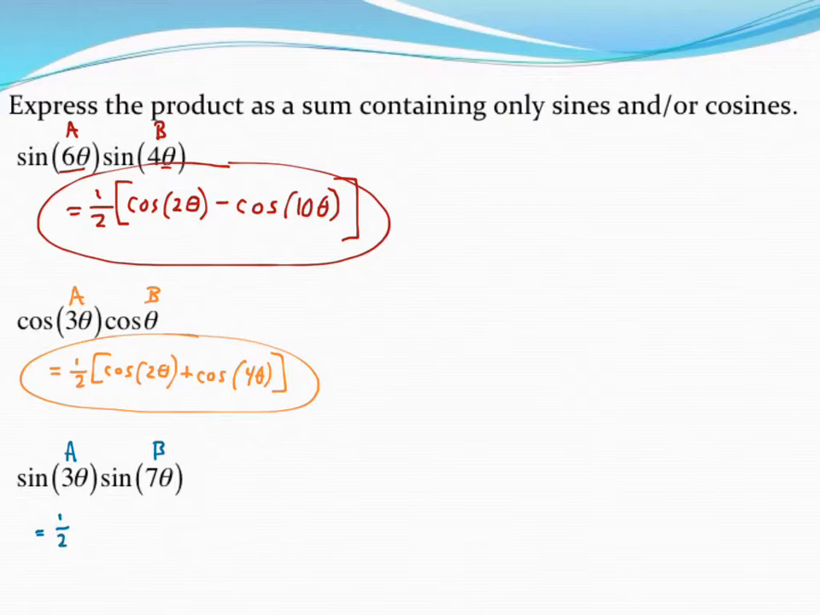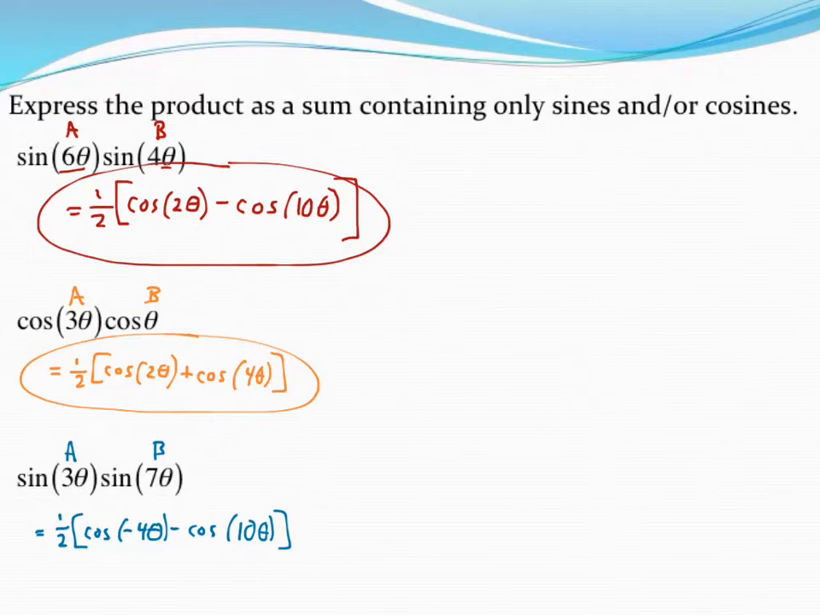So I'd have 1/2 times the cosine of A minus B, and this time I get negative 4 theta, and that's the negative we'll talk about in a second. And then finishing my formula, I have minus the cosine of A plus B, so again that's going to be 10 theta. Okay, now that would be my answer.